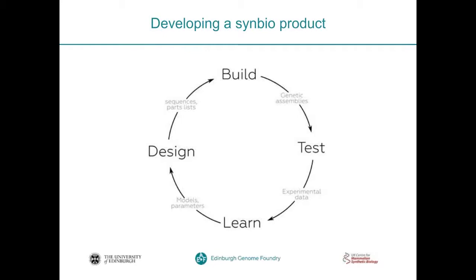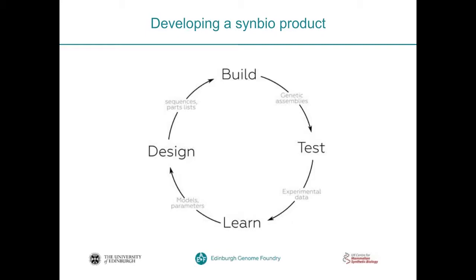Developing new synthetic biology products is a trial and error process that typically takes years. It is generally broken down in 4 phases: design, build, test, and learn. In the design phase, genetic circuits are designed based on requirements and prior knowledge. This produces the parts list and sequences of the DNA to be assembled.